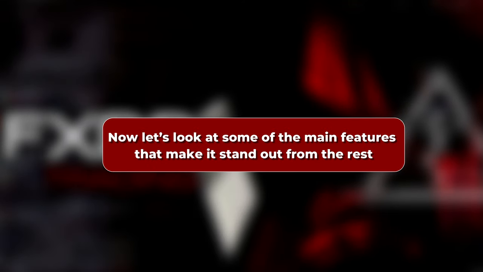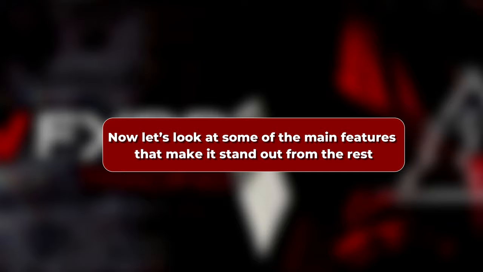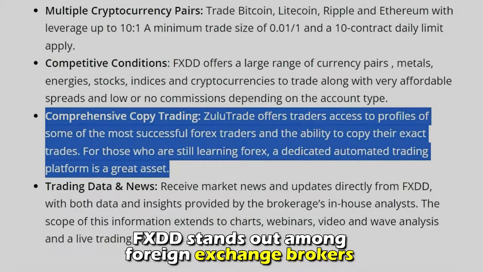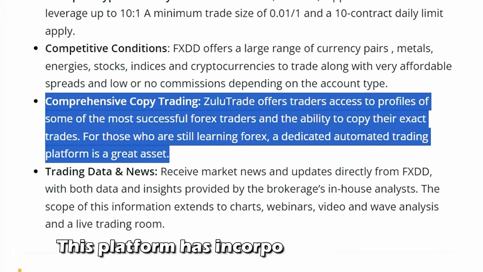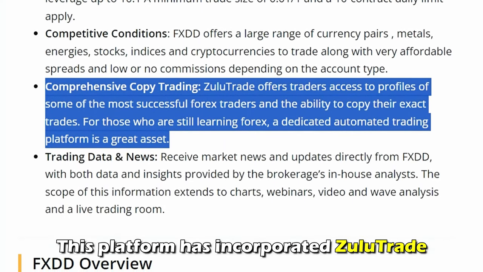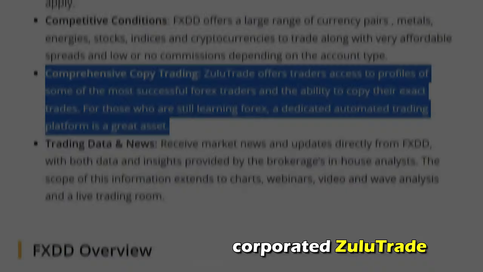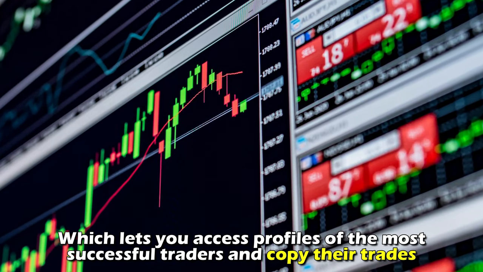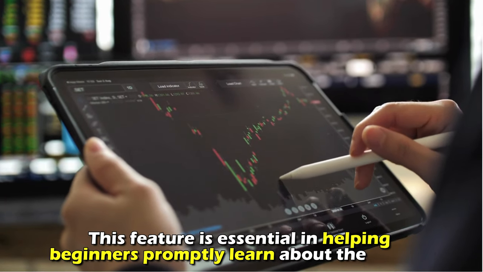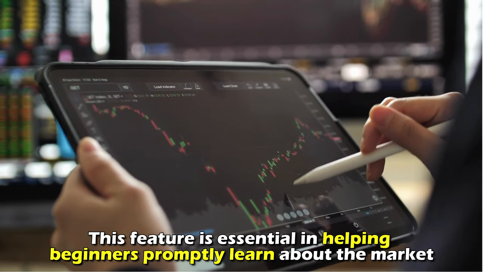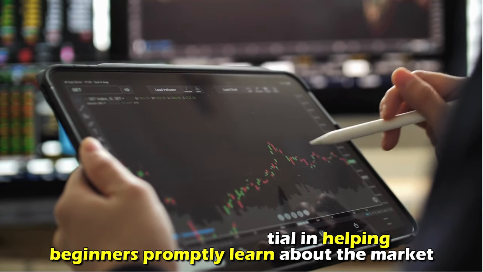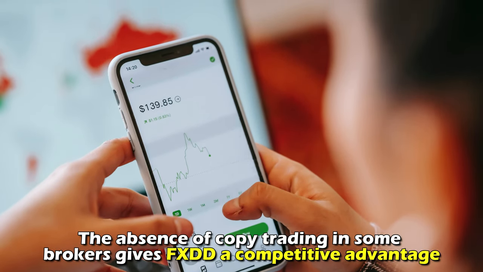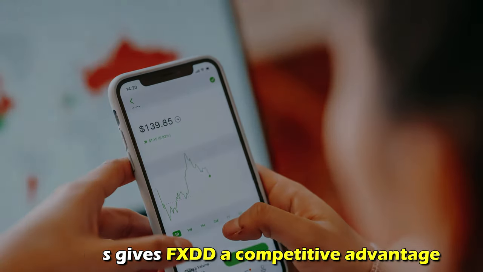Now, let's look at some of the main features that make it stand out from the rest. Copy trading option. FXDD stands out among foreign exchange brokers since few support comprehensive copy trading. This platform's incorporated ZuluTrade, which lets you access profiles of the most successful traders and copy their trades. This feature is essential in helping beginners promptly learn about the market, especially through automated trade. The absence of copy trading in some brokers gives FXDD a competitive advantage.